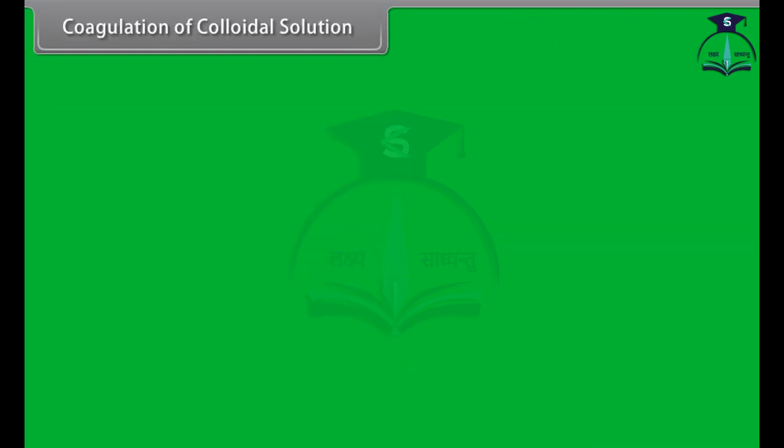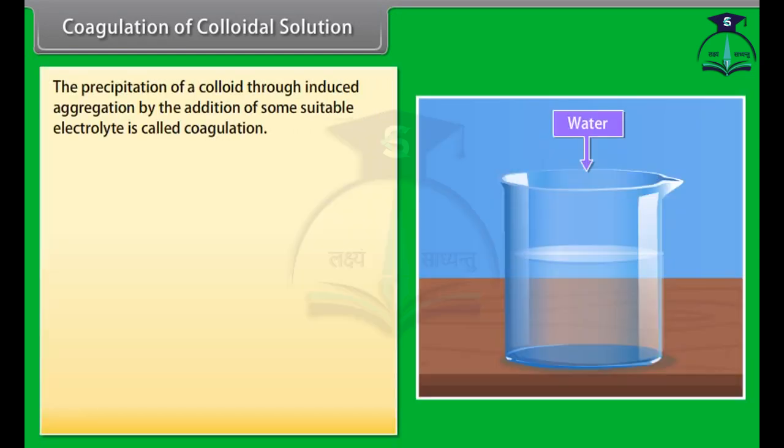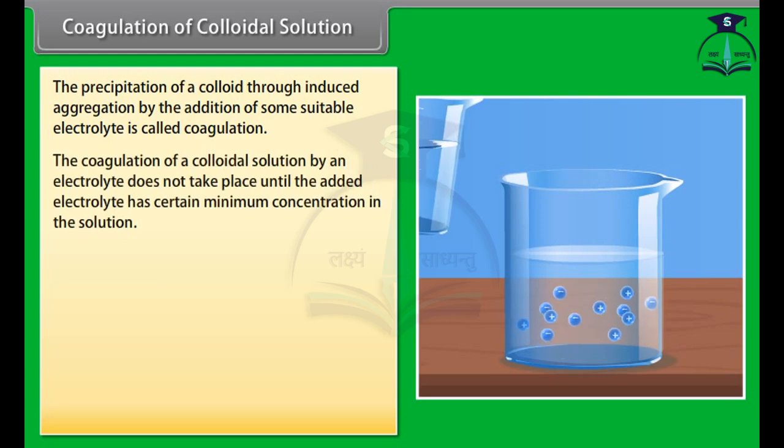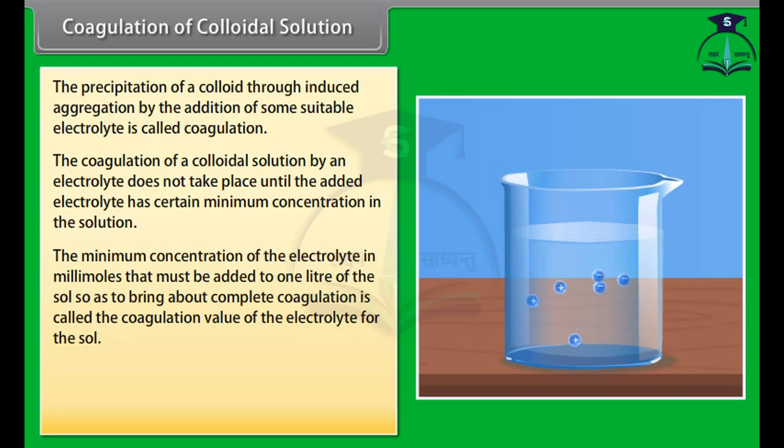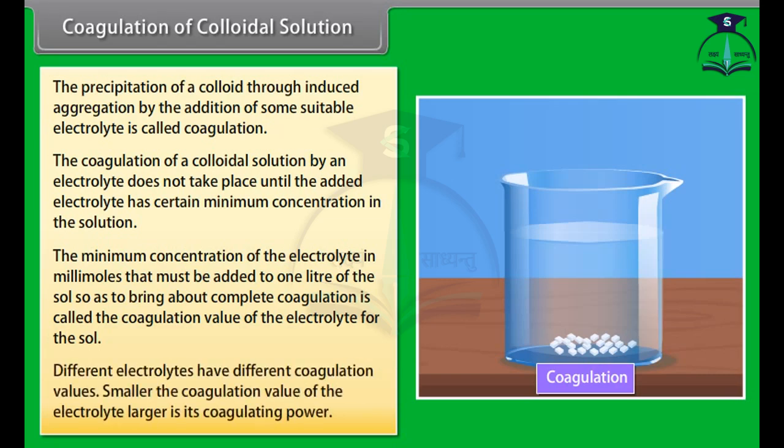Coagulation of colloidal solution. The precipitation of a colloid through induced aggregation by the addition of some suitable electrolyte is called coagulation. The coagulation of a colloidal solution by an electrolyte does not take place until the added electrolyte has a certain minimum concentration in the solution. The minimum concentration of the electrolyte in millimoles that must be added to 1 liter of the sol so as to bring about complete coagulation is called the coagulation value of the electrolyte for the sol. Different electrolytes have different coagulation values. Smaller the coagulation value of the electrolyte, larger is its coagulating power.